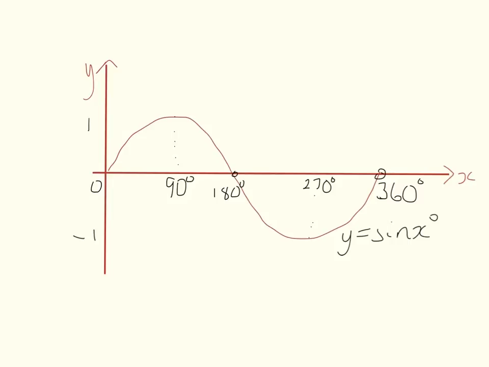So the important points to note are that the maximum occurs at 90 degrees, the minimum occurs at 270 degrees, and it crosses the x-axis at 180 degrees and 360 degrees. One thing to note about the sine graph is that although we are just seeing it here between 0 and 360, this graph will keep on going on and on forever in both directions. But generally, we are interested in the sine graph between 0 and 360 degrees.